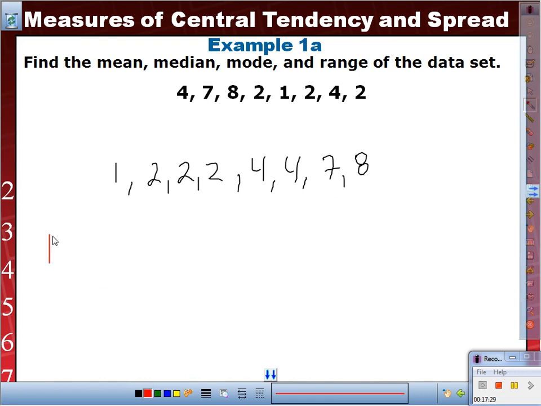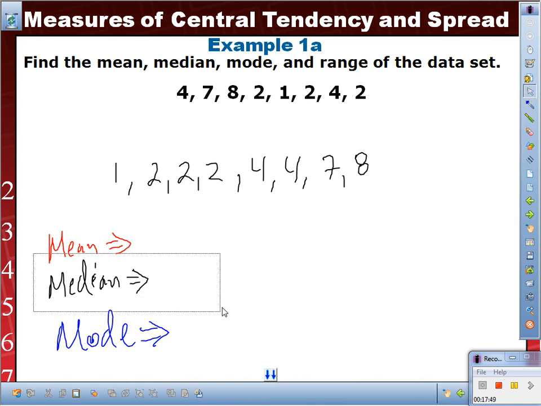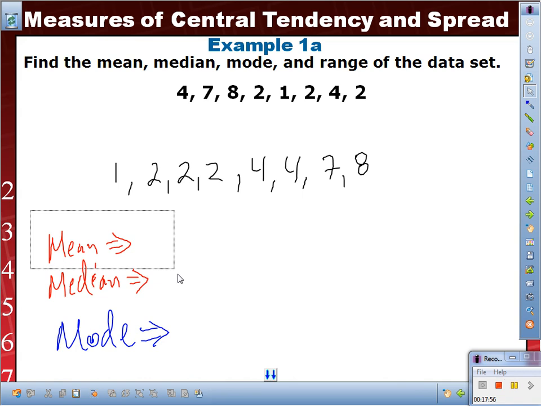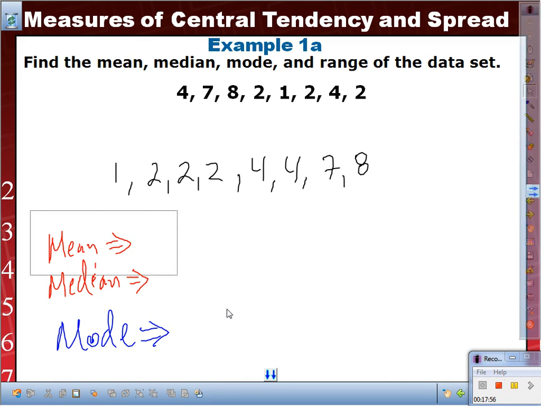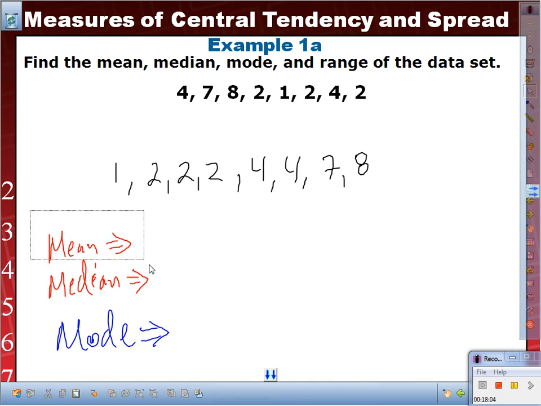From there, I need you to find me the mean, the median, and the mode. Start with the easiest one. Look at your data without doing anything. What is the mode? Tell your neighbor, please. Everyone? 2. That is correct. Write that in there. So that's done.